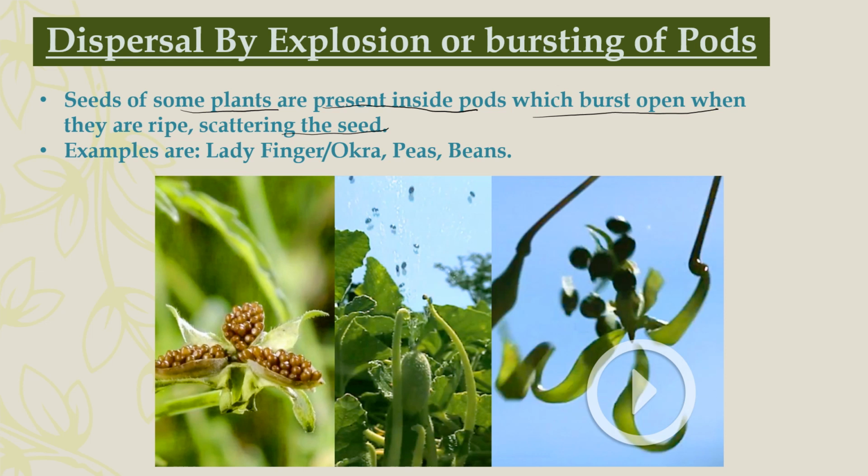From the scattering of seeds, when these plants burst, for example peas, beans, or ladyfinger, their seeds are closed. And when these fruits or vegetables get ripe, their covering explodes, and after that the seeds all scatter. From that scattering, new plants grow.